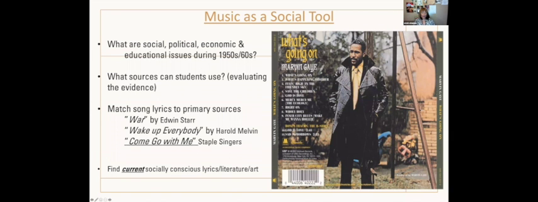Let's see, music as a social tool. I have a list of music, and I use music and art all throughout the curriculum. But during civil rights, these are a couple: War by Edwin Starr, of course, looking at Vietnam, and then Wake Up Everybody by Harold Melvin and the Blue Notes, and Come Go With Me by the Staple Singers. And when they're looking at lyrics, they have to look at social, political, economic, and educational issues. Because by looking at those issues in the 1950s and 1960s, even though you all have said it already, they start to see, well, some of this mess is going on right now, right? And then I think it's fun, once kids get a foundation, they can look at current music that they find is socially conscious, all right? Any questions, comments?